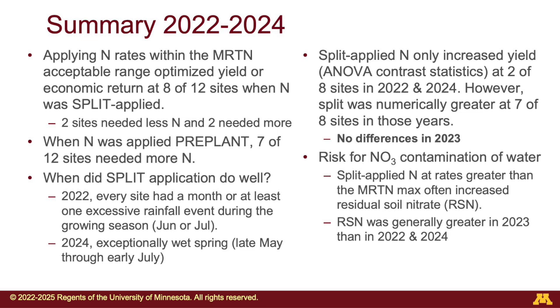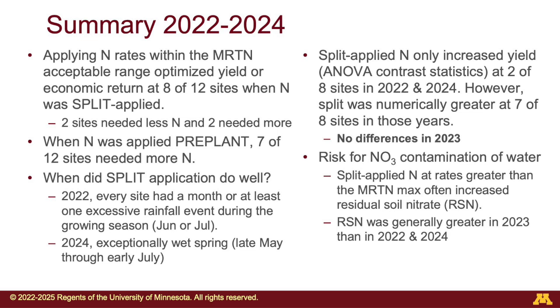Good answer. So to summarize, applying N rates within the MRTN acceptable range optimized yield or economic return in 8 of the 12 sites during this period. 2 sites needed less, 2 sites needed more. When N was applied pre-plant, 7 of the 12 sites needed more N. So split applications seemed to reduce our nitrogen rate, and when we looked at it over those box plots, it was about 20 pounds averaged across all 12 sites, but only really 4 of the 12 sites had major differences.